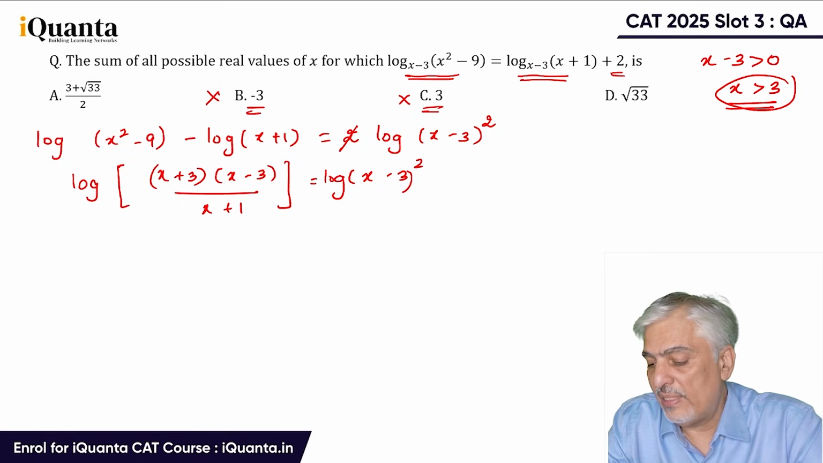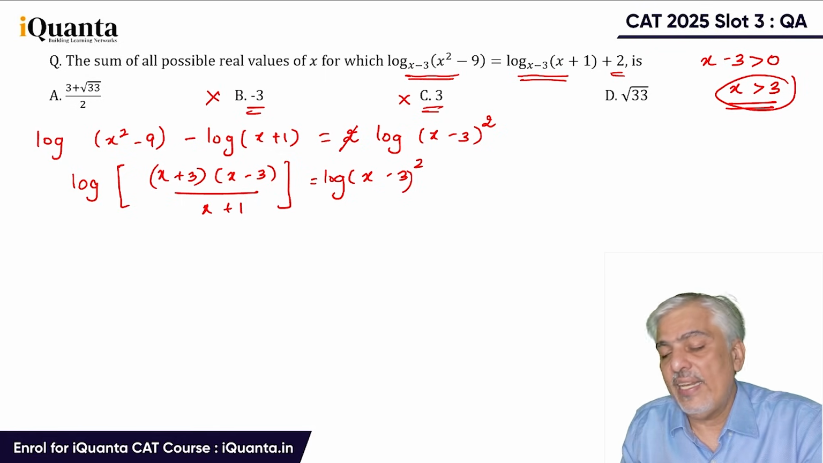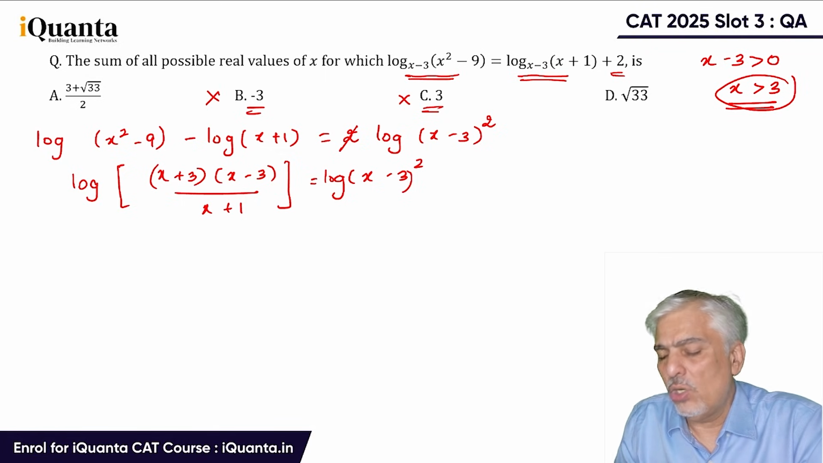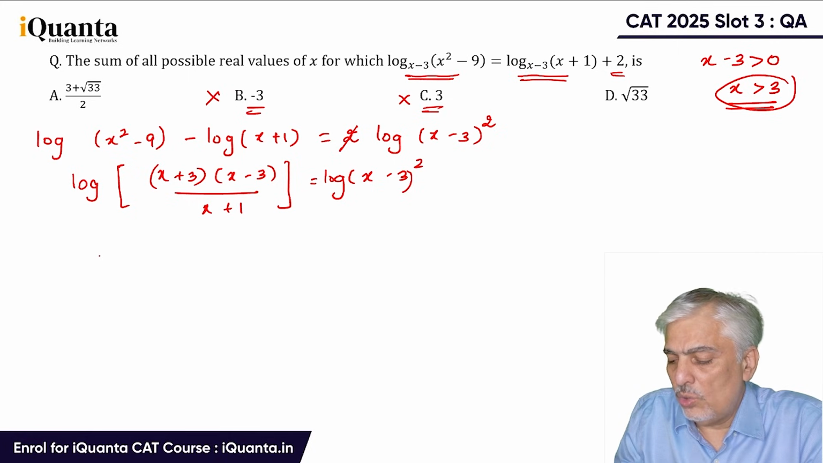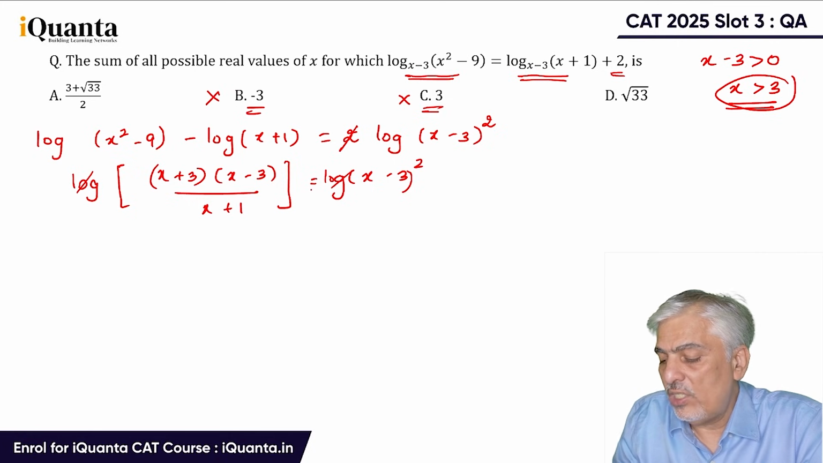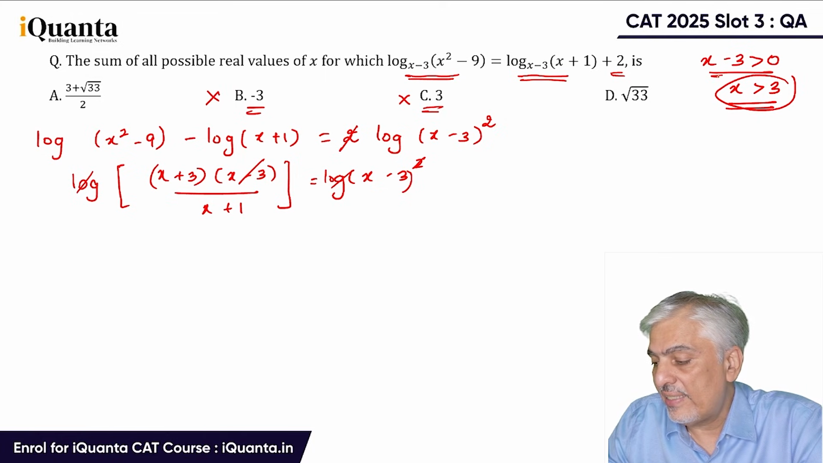There was no need to write the base after this step. Now, can I cut, or let's do it in the next step. Log gone from both sides. So now can I cut x minus 3 on both sides? Yes, I can cut. Because we know that x minus 3 is greater than 0.